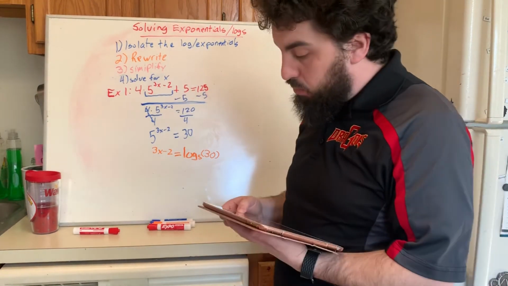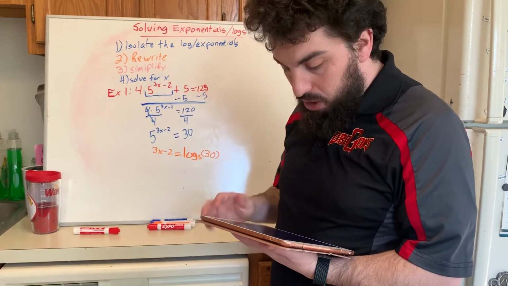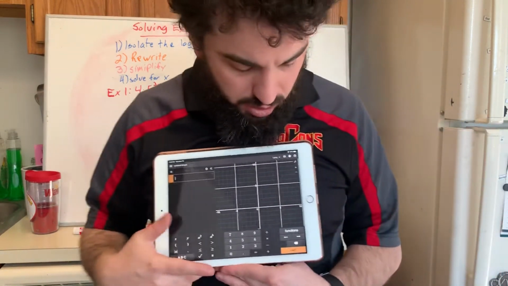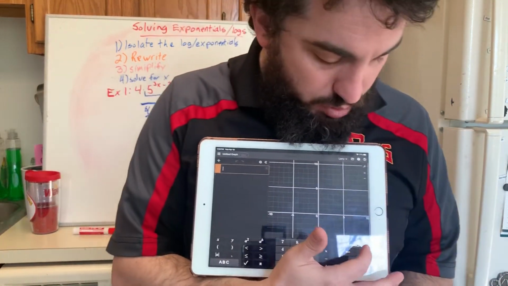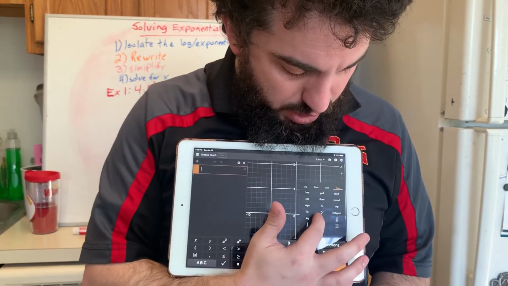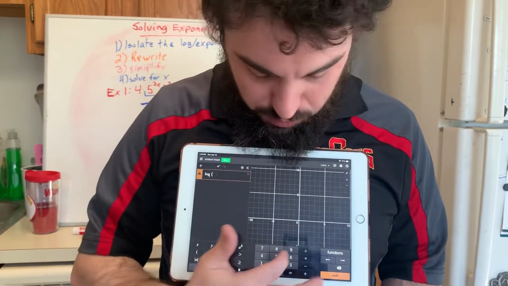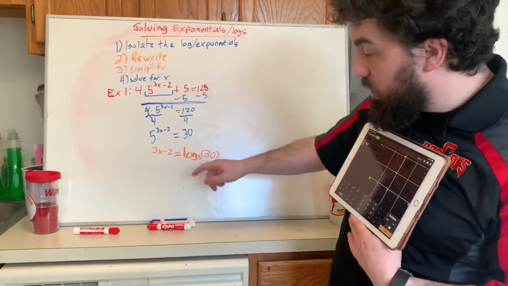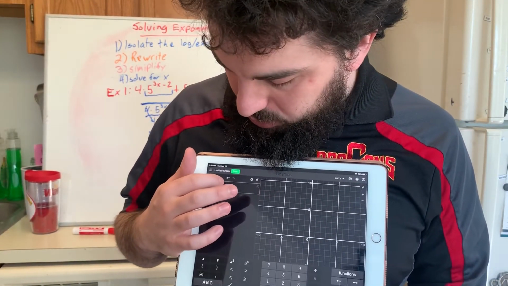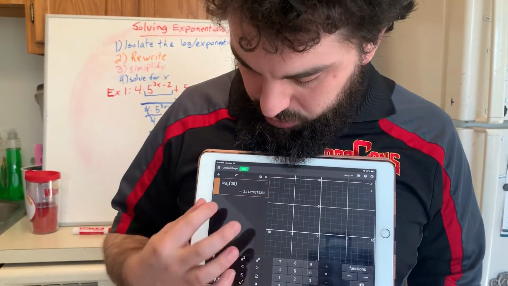Now log base 5 of 30 is not an easy number to calculate. It is a number that you will not know off the top of your head. You will need to use a calculator. So I am opening up my Desmos calculator, and we are going to take a look at this. So I'm going to go to function, go over to miscellaneous, and I want log base A. So I want to make that base 5, because that's what the base of this is. And then inside the parentheses, I'm just going to type in 30.